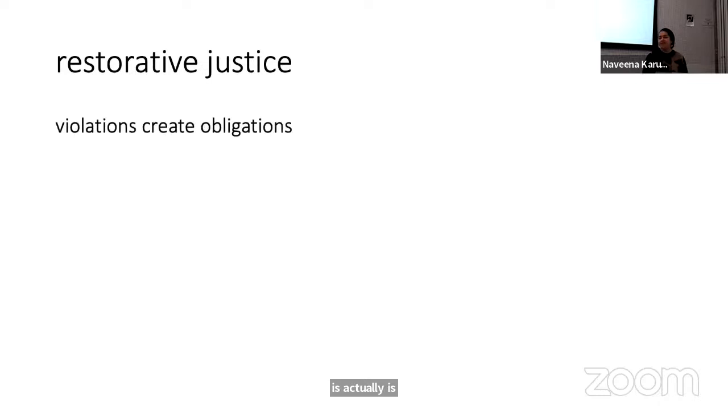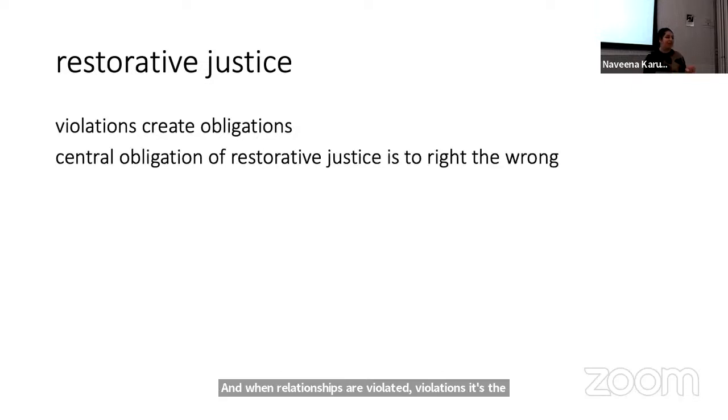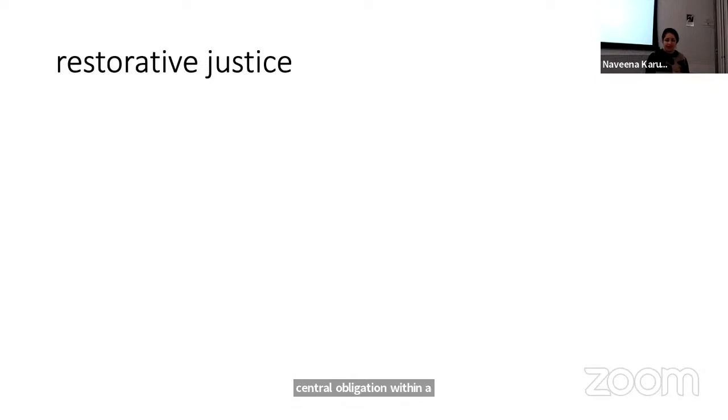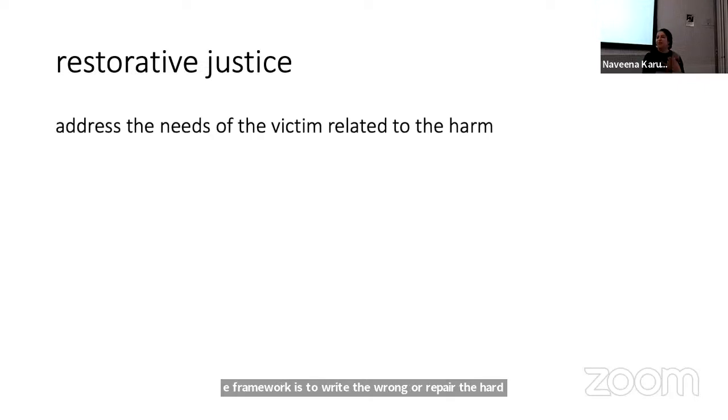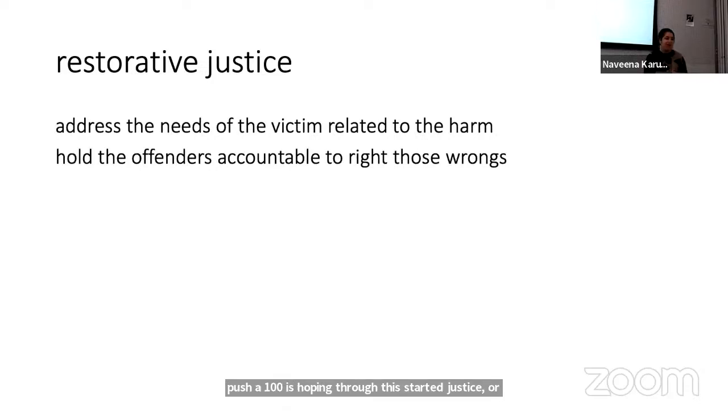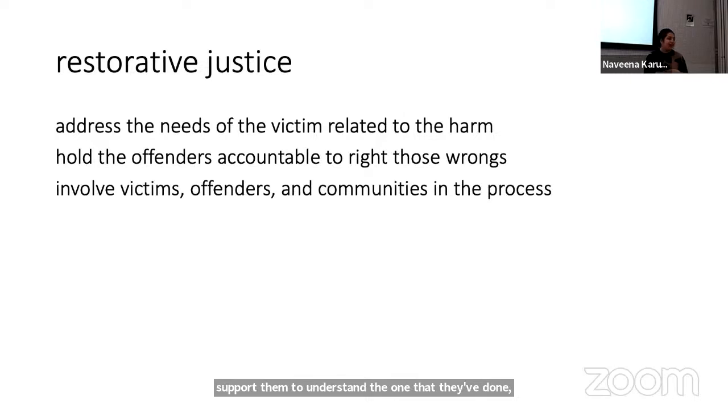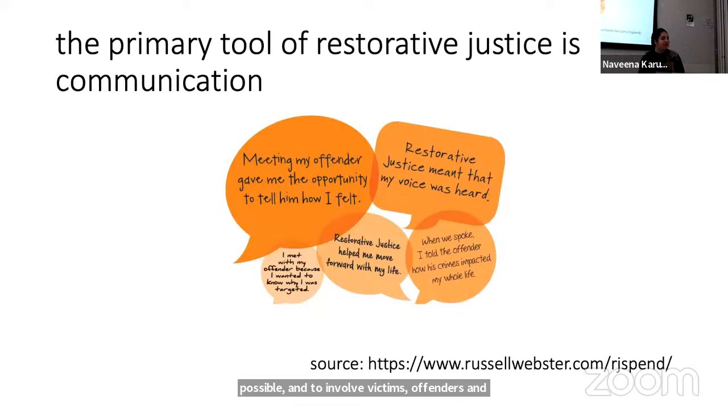Restorative justice thinks about harm as a violation of relationships. And when relationships are violated, violations create obligations. The central obligation within a restorative justice framework is to right the wrong or repair the harm. So if we're going to approach a harm that has happened through restorative justice, we need to address the needs of the person who was harmed, hold the person who caused the harm accountable and support them to understand the harm that they've done and to work to right the wrong, repair as much as possible, and involve victims, offenders, and community members within this process. And the primary tool for doing this within a restorative justice framework is communication or dialogue.